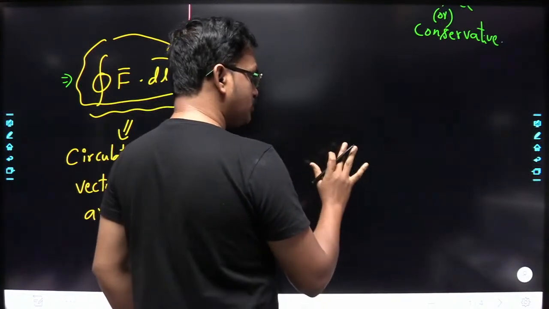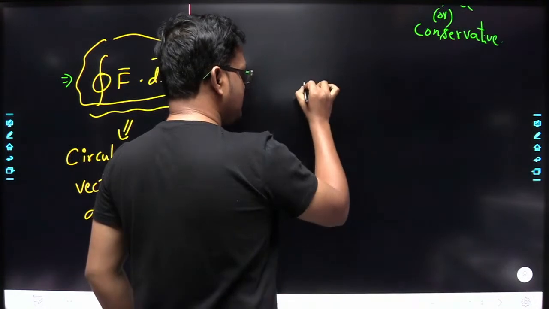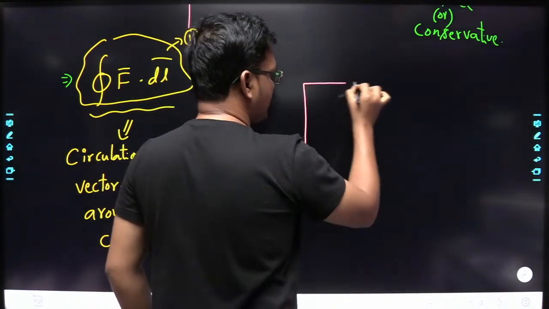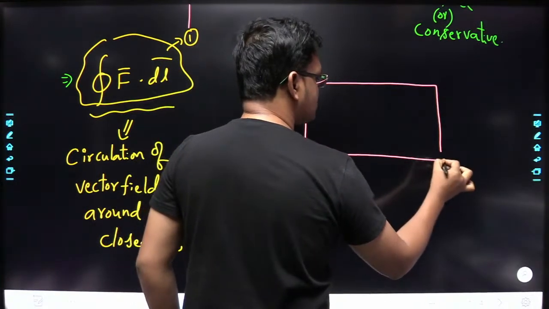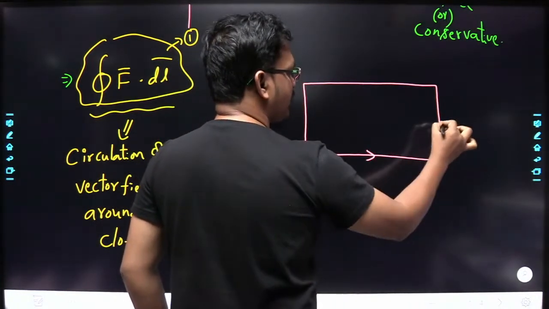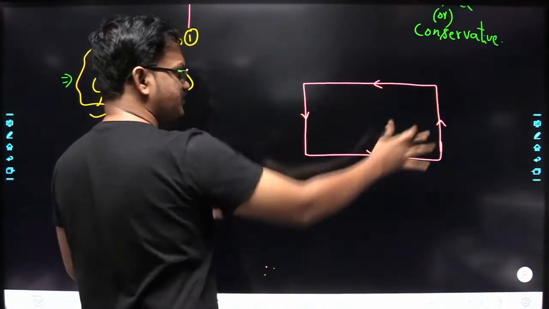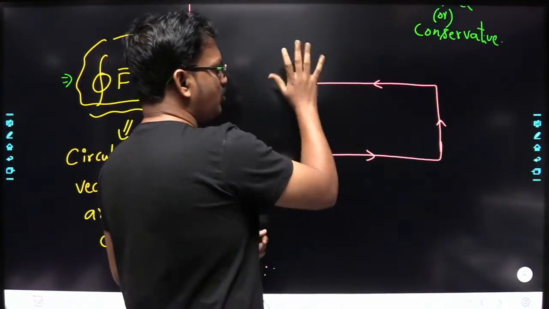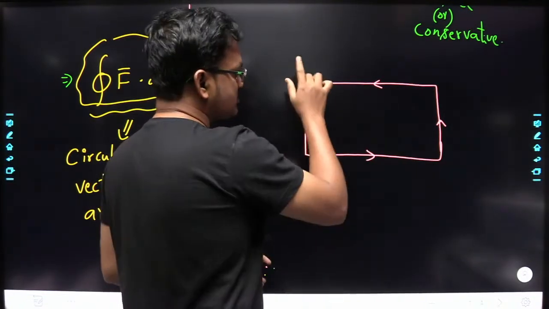Now I want to determine how much of this vector field is circulating around this closed loop. Some vector field is present. I want to determine how much of that vector field is aligned around, or circulating around, this closed loop.